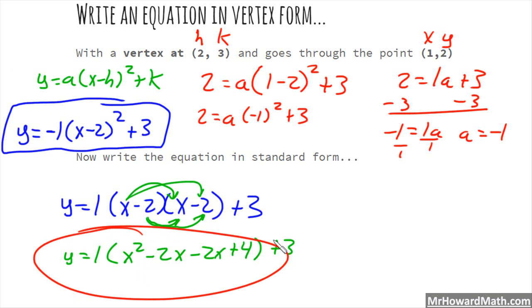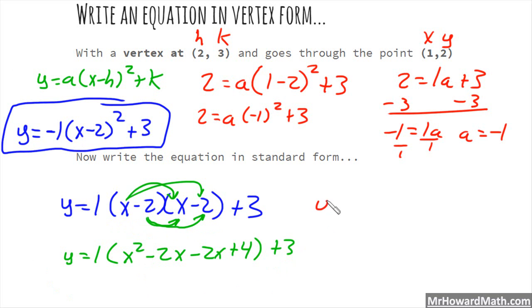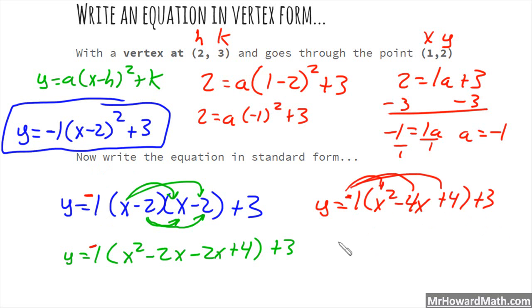So moving over here now, we have y equals 1 outside, and we have x squared minus 4x, and the plus 4, and then the plus 3, and I need to fix this. This is a negative 1 right here on all these. So now I can distribute the negative 1 in. All that does is change all the signs, so y equals negative x squared plus 4x, subtract 4. So that part's done, and I cannot forget about that plus 3 right there.